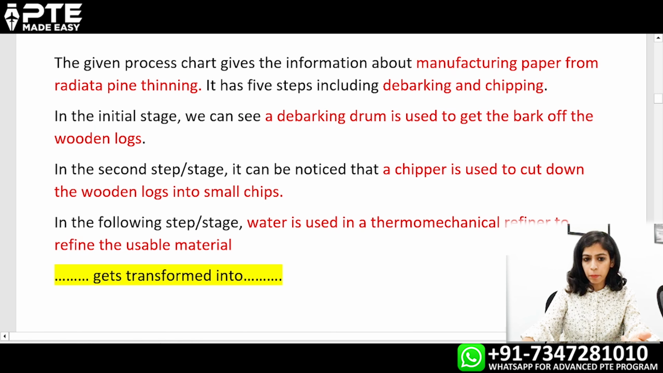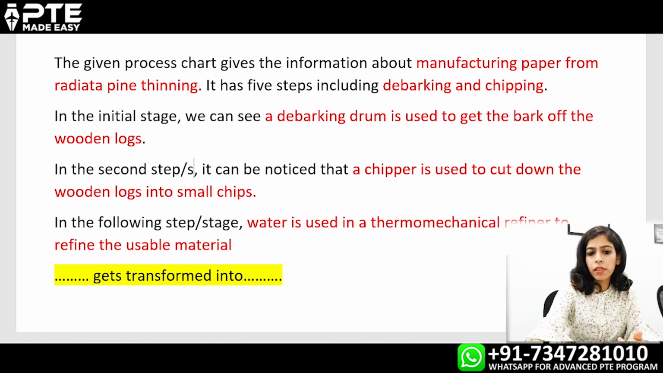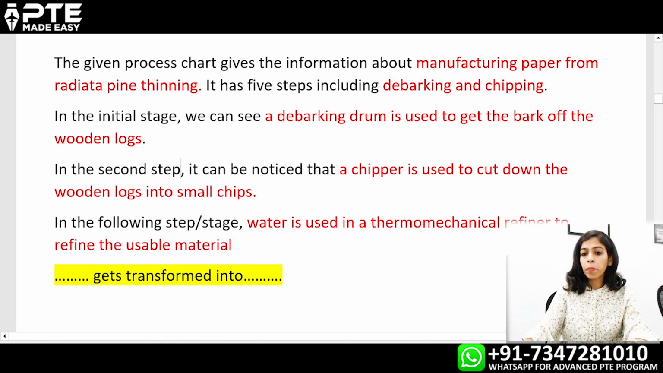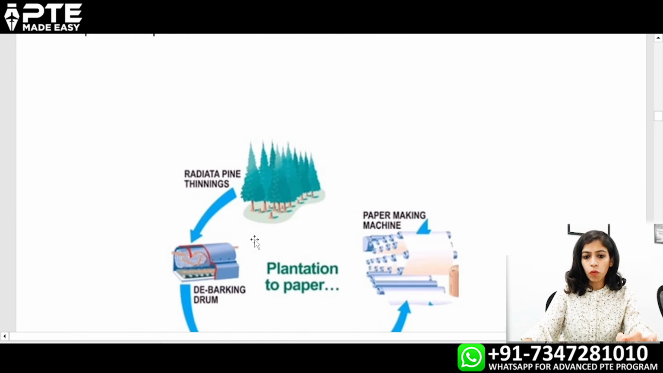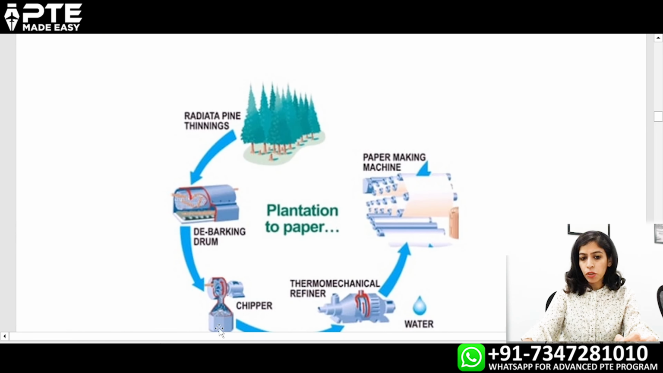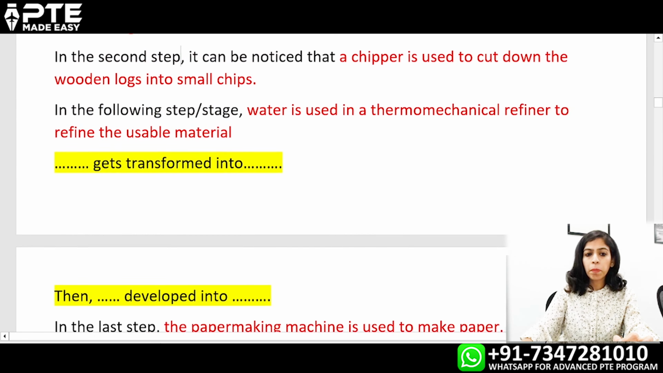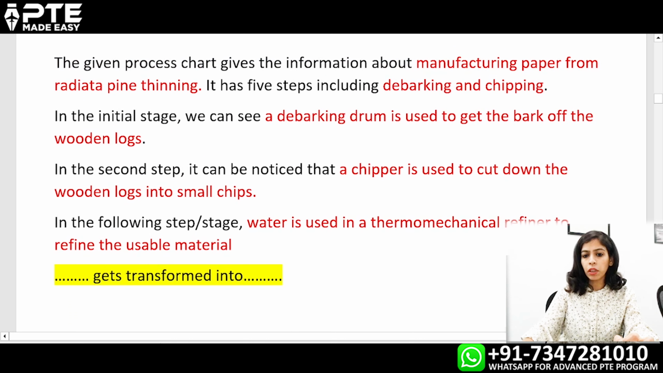In the second step, or in the second stage, it can be noticed that a chipper is used to cut down the wooden logs into small chips. What is happening? A chipper is used. So what is chipper? Chipper is this. So in the next stage, a chipper is used to cut down the wooden logs into small chips.